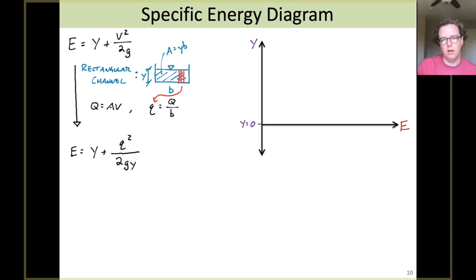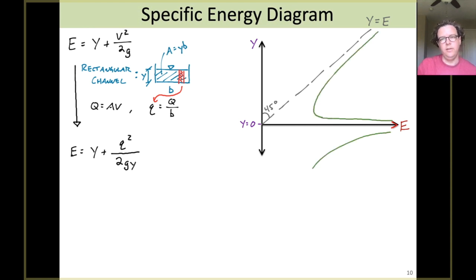So if we look at the axes that I have drawn on this screen, the horizontal axis labeled in red is going to be specific energy, and the y-axis is going to have the depth of flow on it. And it turns out that if we plot a solution to this equation, it looks something like this. This is actually an equation that's third order in y, and we end up with these 3 solutions.